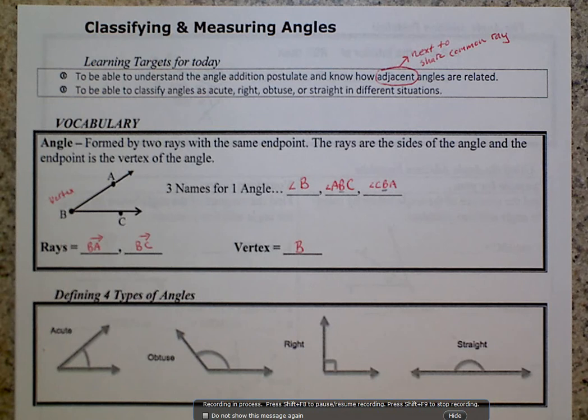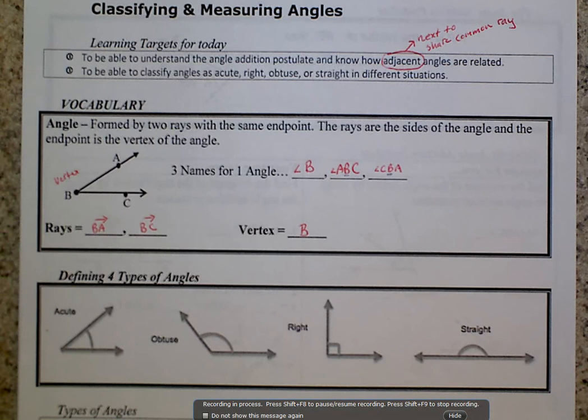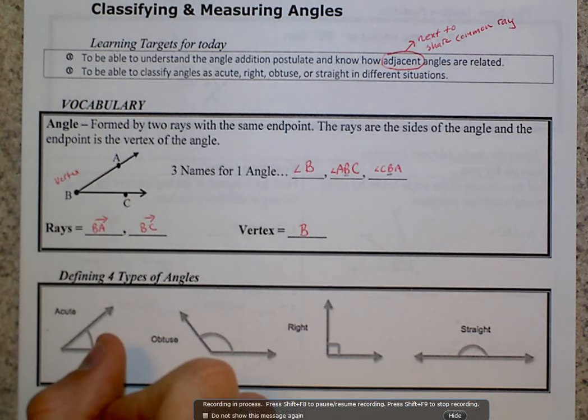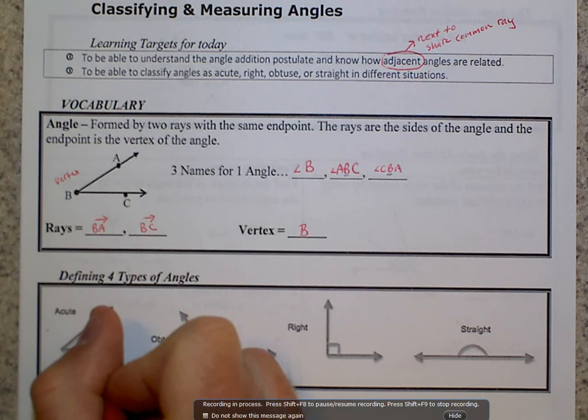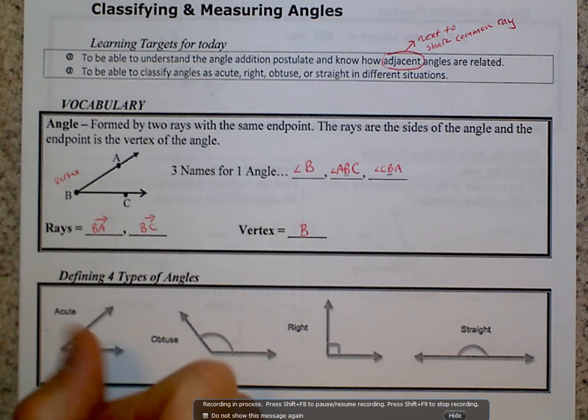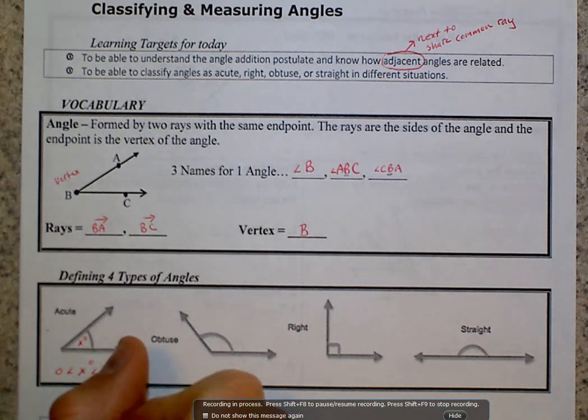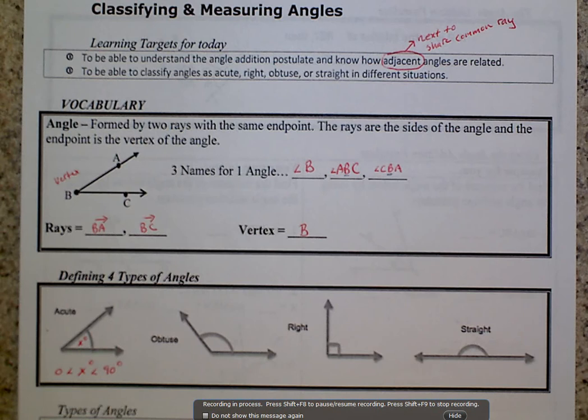In terms of defining the four types of angles, you have acute. Acute means that, and I'm just going to call this angle X right there, that angle X has to be obviously greater than 0, but it has to be less than 90 for an acute angle. So if you cover this up, you can see that X has to be smaller than 90. All right, let me move this up for you a little bit here so you can see.